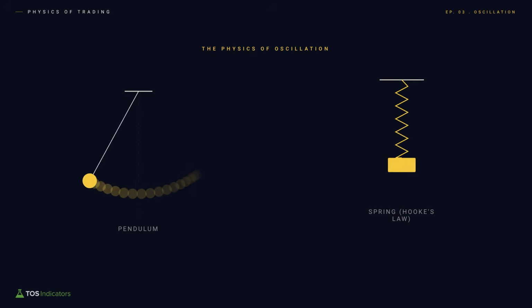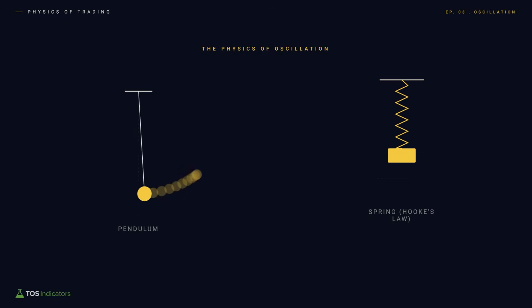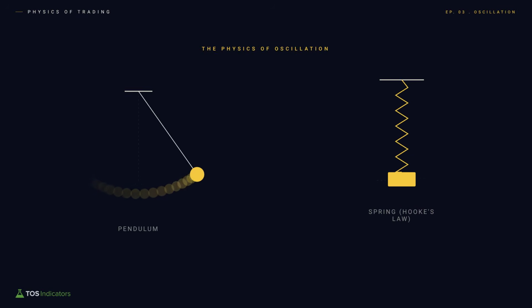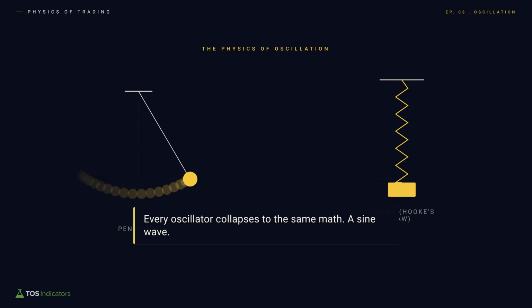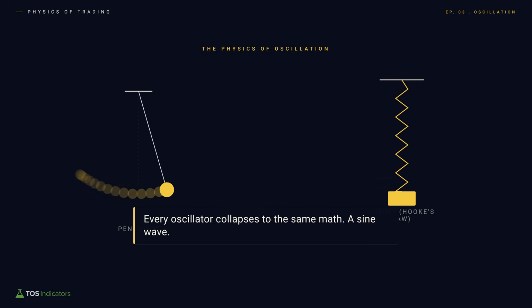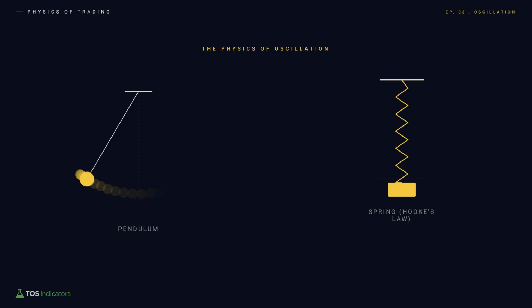This is called Hooke's law. Hooke's law states that the force is proportional to the displacement. If you stretch it, it pulls back harder. If you compress it, it pushes back harder. Mathematically, both produce the same shape on a chart, a sine wave. It goes up, down, right around the center line. So that's what we're looking for when we talk about an oscillation.